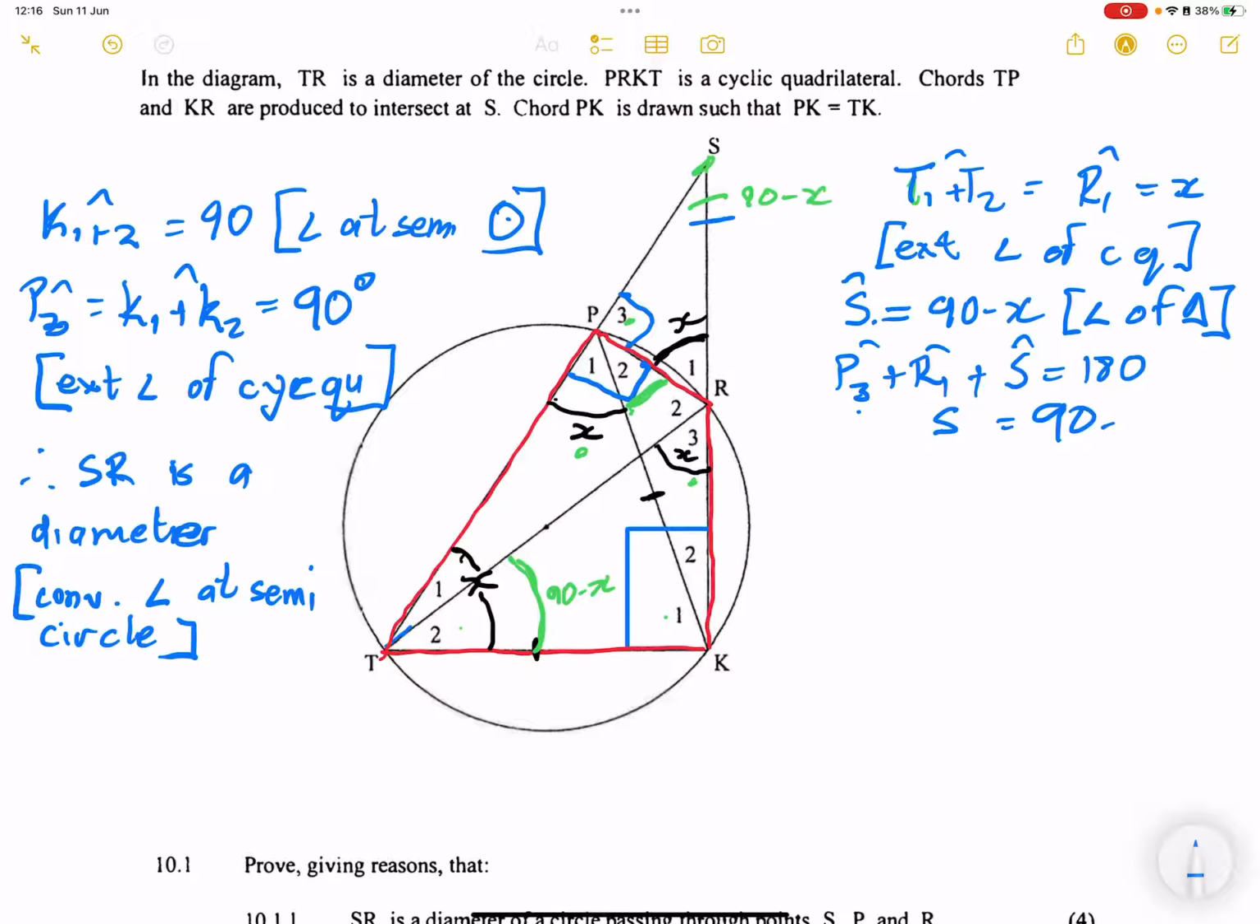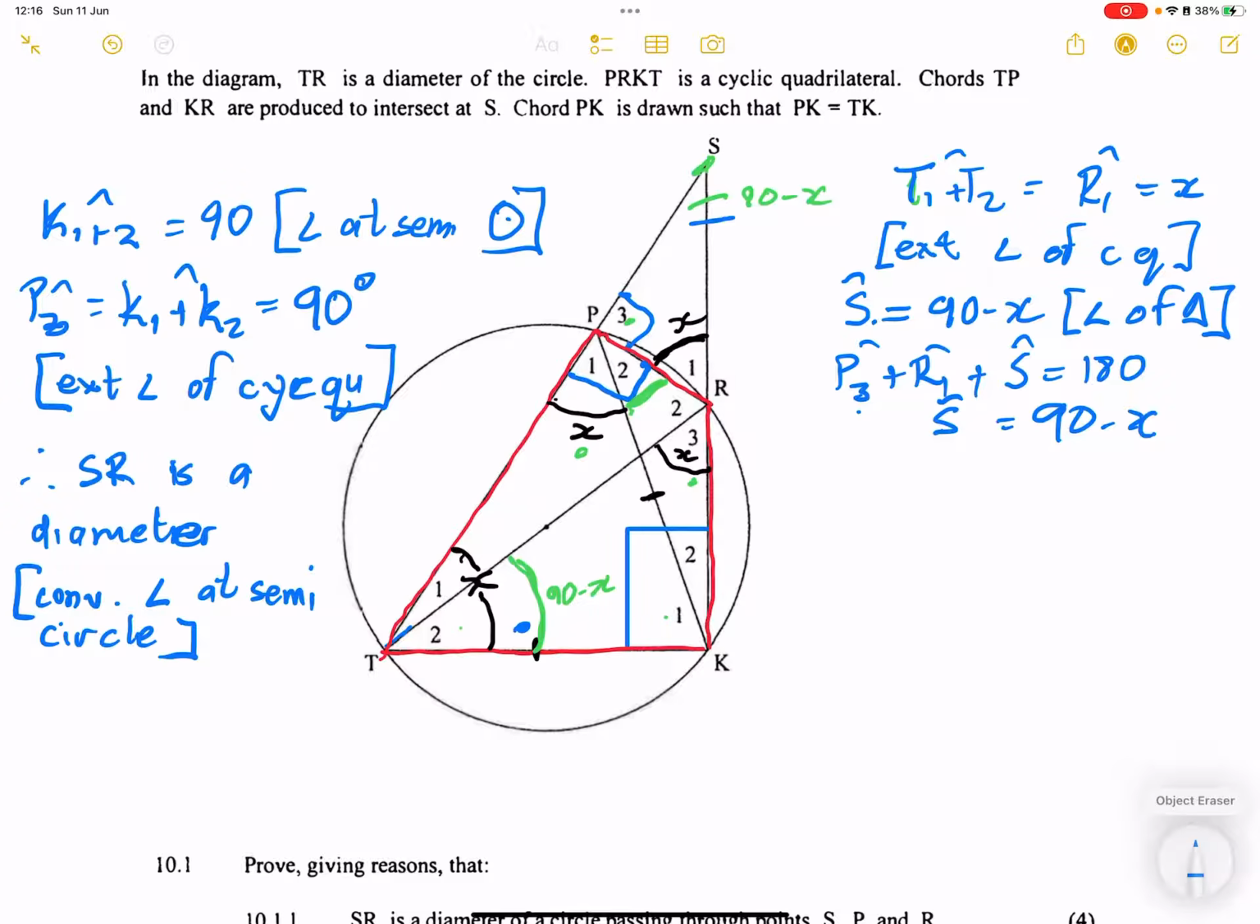All right, so that's 90 minus X, right? So we've got the size of angle S. Now, in this case, if we take angle T2, if you remember, we know T1 plus T2 in this case would be equal, no, not T1 plus T2 rather.